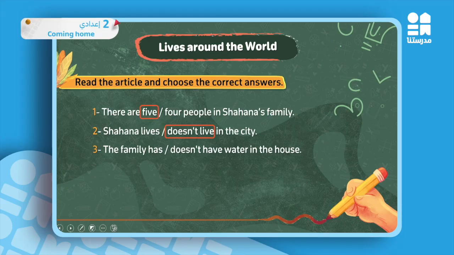Number 3, the family has or doesn't have water in the house. Do they have it or not? Let's check. Doesn't have. As we said, because her mother goes to the tap outside at the end of the street to bring water every day for the house. So this means that they don't have water in the house, okay?